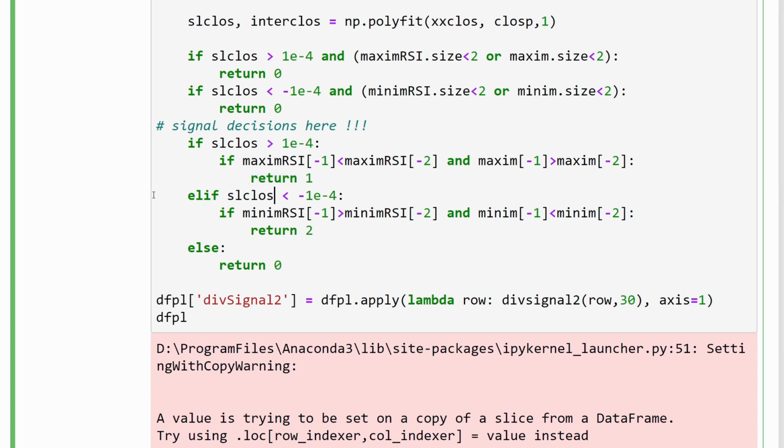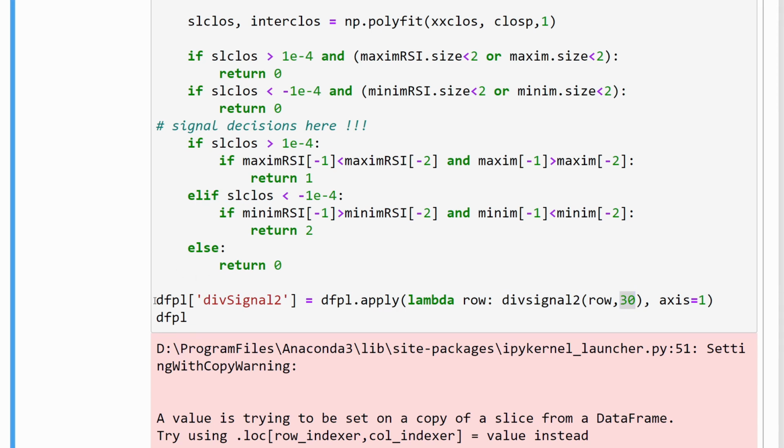And in the opposite case, if we have a downtrend, we are going to check if we have increasing lows of the RSI and decreasing lows of the price. In this case, we return 2 as a category. It's a new divergence category. Otherwise, if we don't have any kind of detected divergence, we are going to return 0. I'm going to add this as a new column into our data frame, calling it divergence signal 2, applying the divergence signal 2 function with 30 candles to take into account.